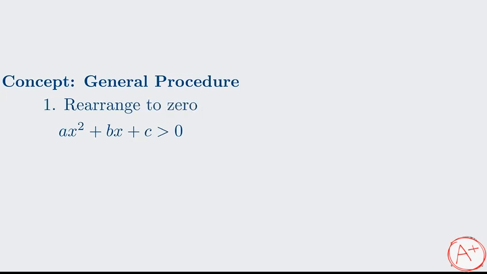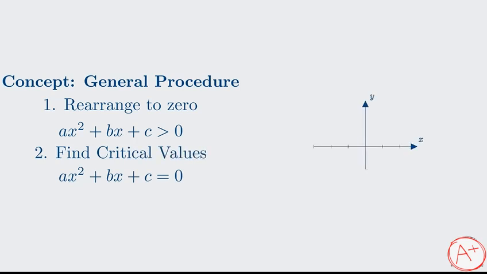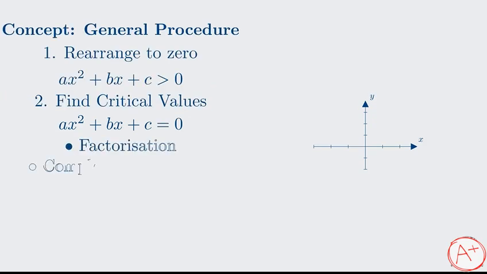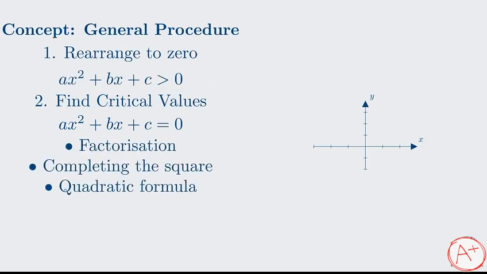To solve any quadratic inequality, we follow a logical four-step process. First, rearrange the inequality so that one side is 0. This allows us to compare the quadratic expression directly against the x-axis. Next, we find the critical values. These are the x-intercepts where the curve crosses the x-axis.